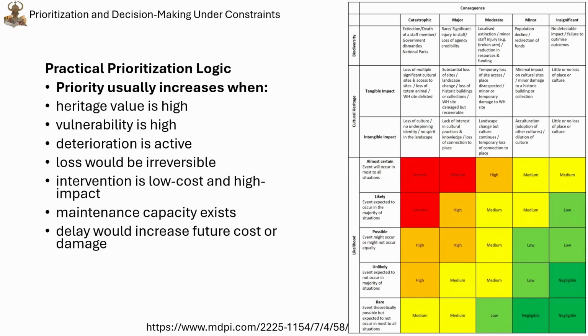A practical prioritization logic can help teams decide what comes first. High value and high vulnerability usually create high priority. Active deterioration requires closer attention than stable damage. Irreversible loss must be treated seriously, and low-cost and high-impact actions should often be prioritized because they can reduce risk efficiently. However, any intervention must be linked to maintenance capacity.